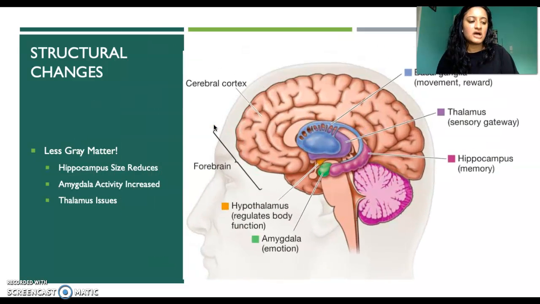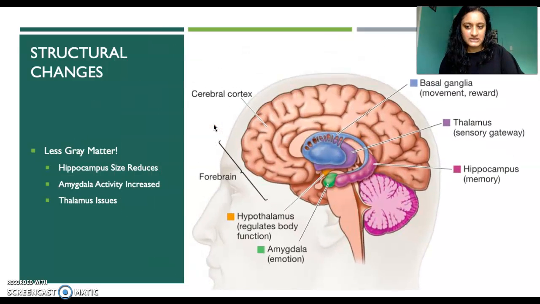So to talk a little bit more about the structural changes, we have the hippocampus, the amygdala, and the thalamus. First to look at the hippocampus, which is this pink structure over here. The hippocampus actually is much smaller in the depressed person's brain, and this is the area that controls memory and emotion. And the longer the person has been depressed, the smaller the hippocampus is. So this is area number 1 that is affected by depression, and this is the structural change.